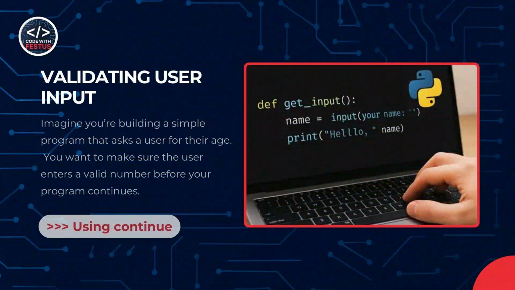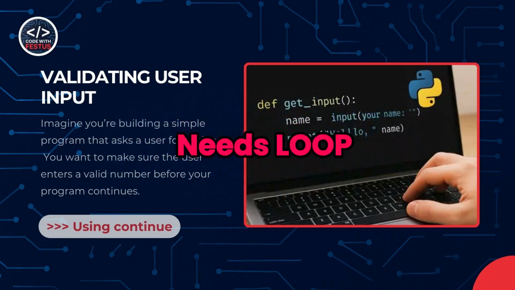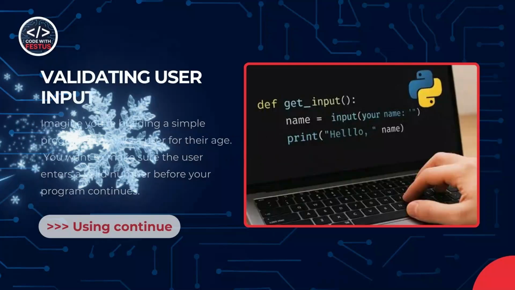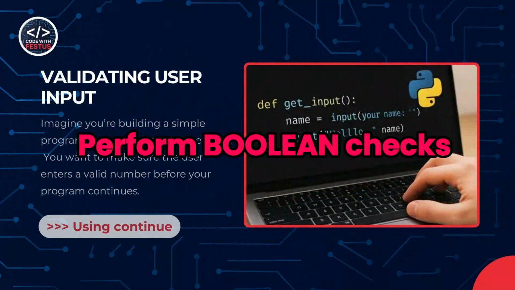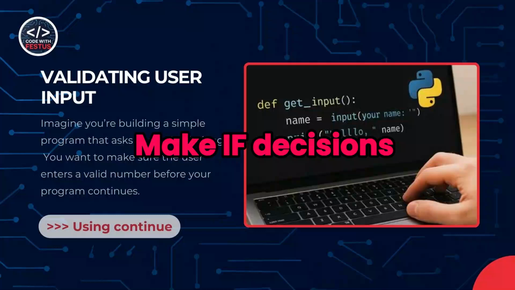Problem 1. Validating user inputs. Let's start with a very real problem. Imagine you are building a simple program that asks a user for their age. You want to make sure the user enters a valid number before the program continues. Now, think about this logically. The program must keep asking until the input is valid. That means repetition, a loop. The program must check conditions. That means decision making, if statements.